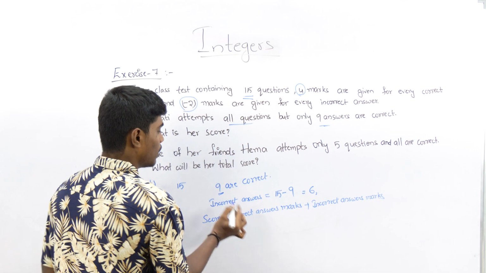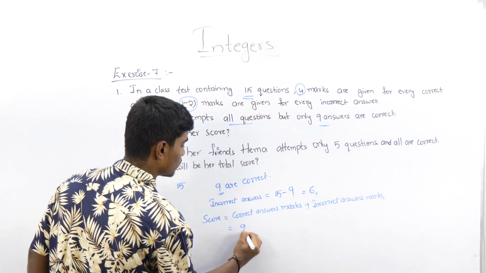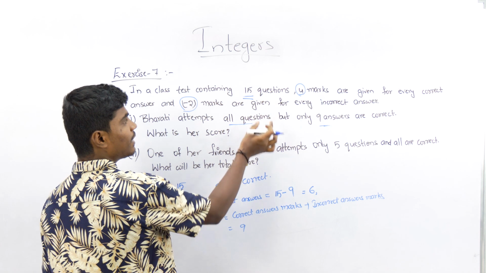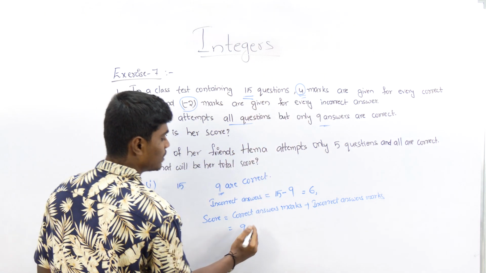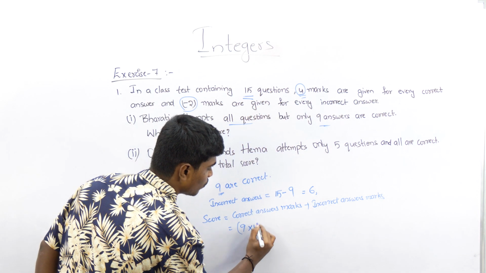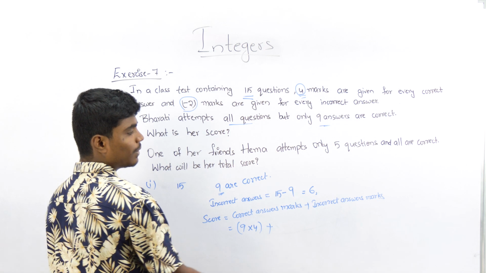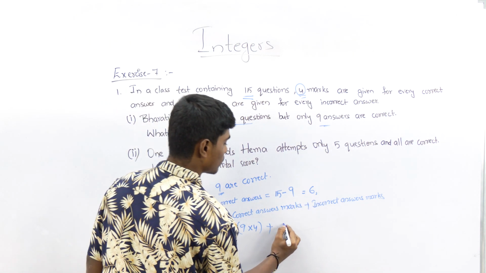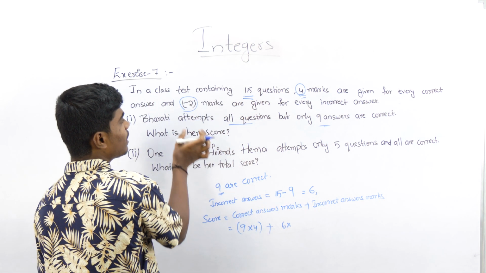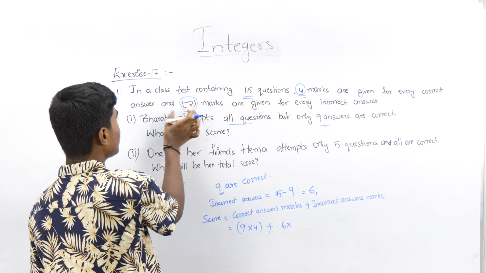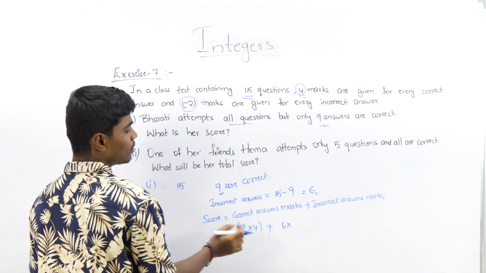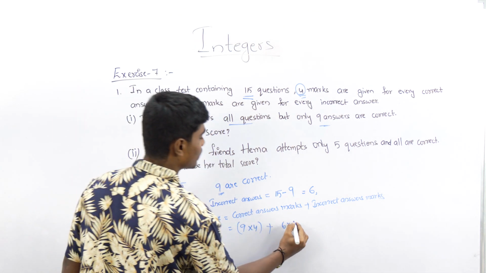See, how many are correct? 9. And for every right answer the marks is 4. So for 9 questions it is 9 into 4 plus, how many are incorrect? 6. And for every one question, minus 2 marks are given for incorrect answer. So for 6, it is 6 into minus 2.